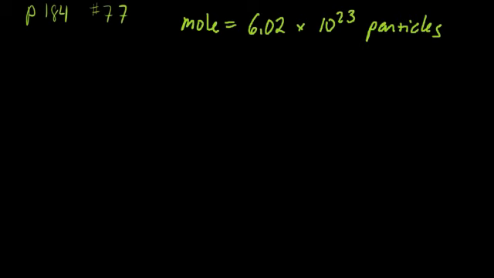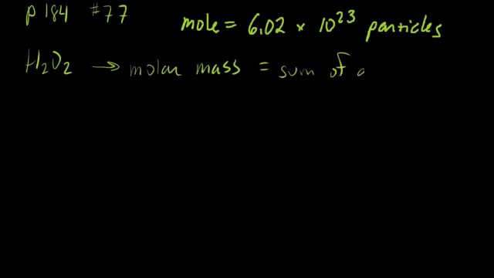So in looking at page 184, number 77, the question is asking how many grams of hydrogen peroxide, H2O2, exist in a different number of moles. A is 1 mole, B is half a mole, C is 10 moles, and D is 0.678 moles. First of all, in order to solve this problem, we need to determine the molar mass. Molar mass is just going to be the sum of all atomic masses.